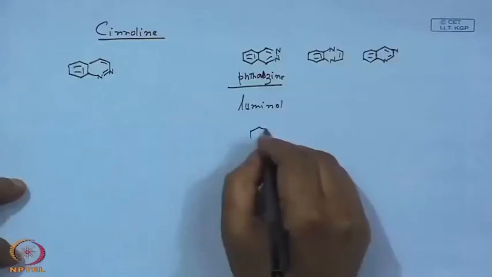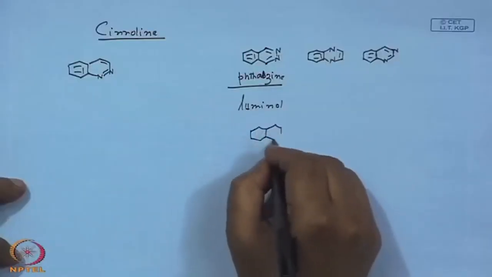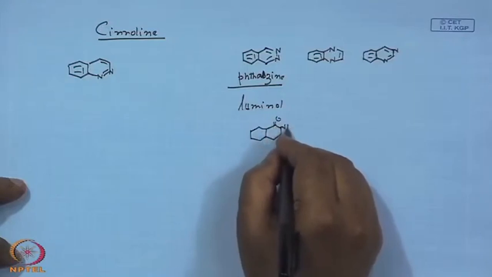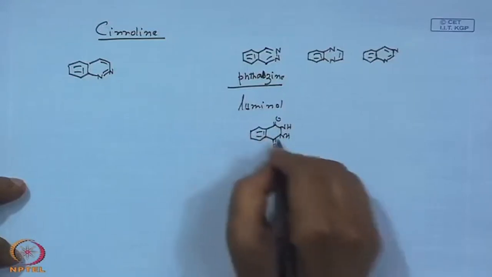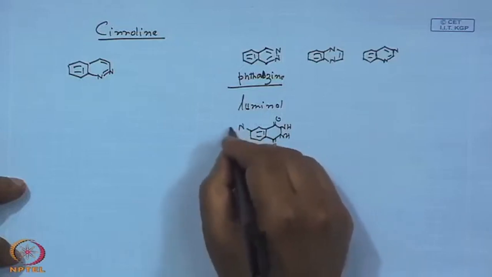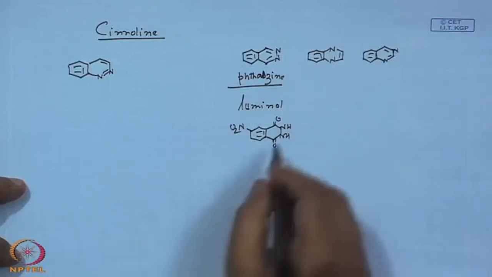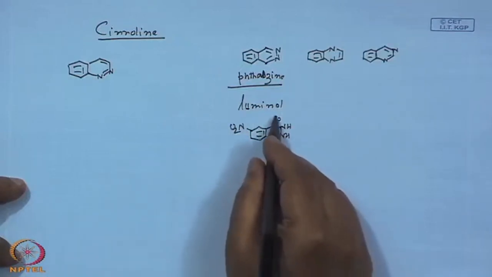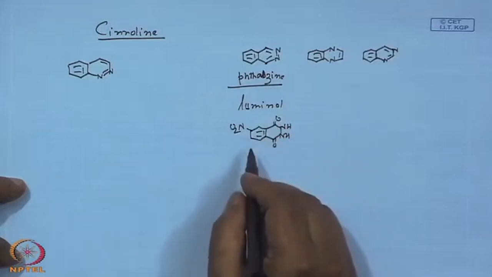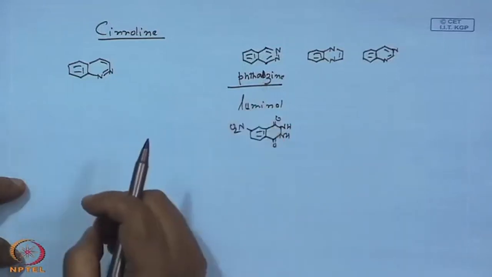You can do it in lab. I roughly remember it is obtained from the corresponding phthalic anhydride, and it is a nitro, somewhere here, it is a nitro. Why is it luminol? Because if you tautomerize, it is hydroxy here and hydroxy here. If you treat with hydrogen peroxide and a little bit of iron, you know what happens?